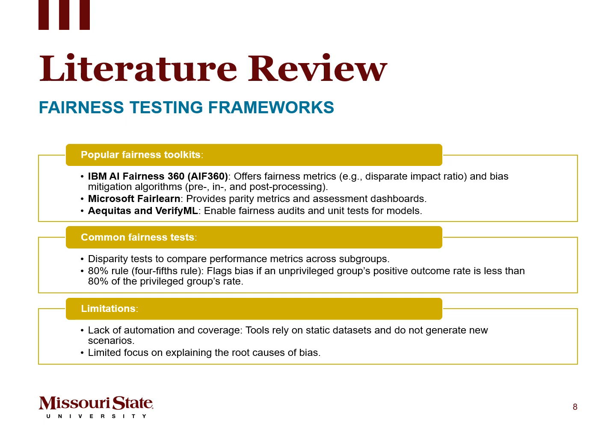Microsoft Fairlearn is another toolkit that includes assessment dashboards for parity metrics and mitigation algorithms. Tools like Aequitas and Verify Machine Learning offer fairness audits and fairness unit tests for models, allowing users to specify protected attributes like race and gender and compute metrics comparing model performance across subgroups. A common test is the disparity test, which checks if a performance metric of one group differs significantly from another. For example, the 80% rule or 4/5 rule flags a model as biased if an unprivileged group's positive outcome rate is less than 80% of the privileged group's rate.